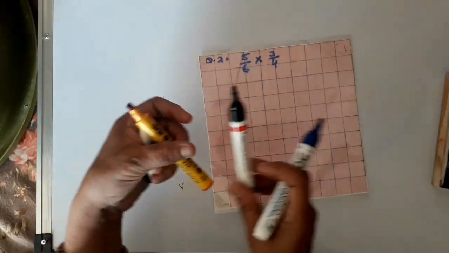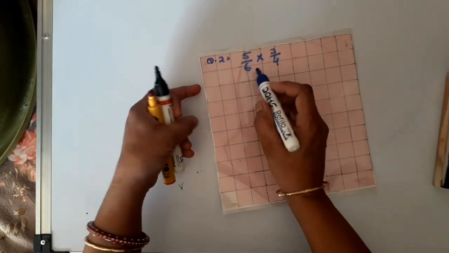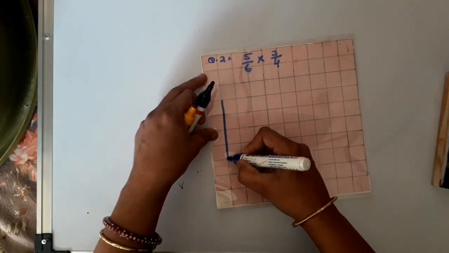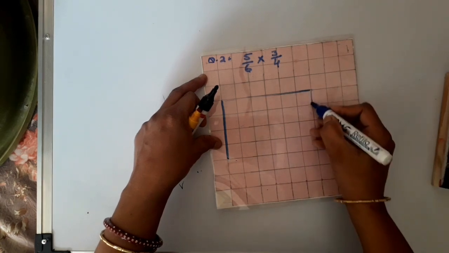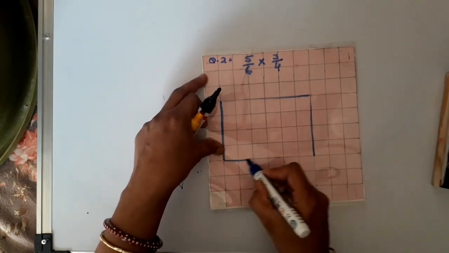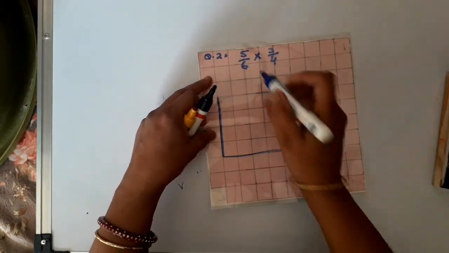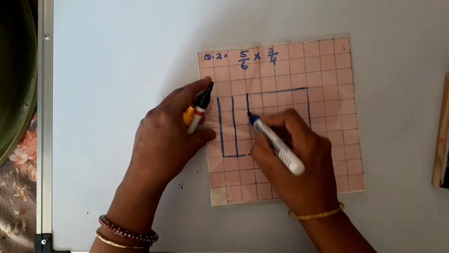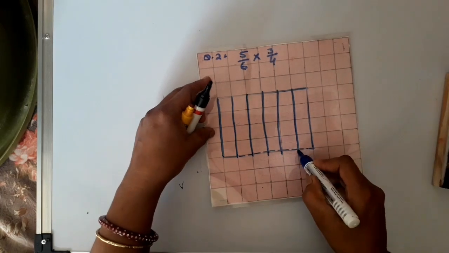See the question given here: 5 by 6 into 3 by 4. So I have to make a rectangle of dimension 6 into 4. So now this will be 6 by 4. Is it okay? Now to represent the first fraction, I have to divide a thing into 6 equal parts. So 1, 2, 3, 4, 5 and 6.